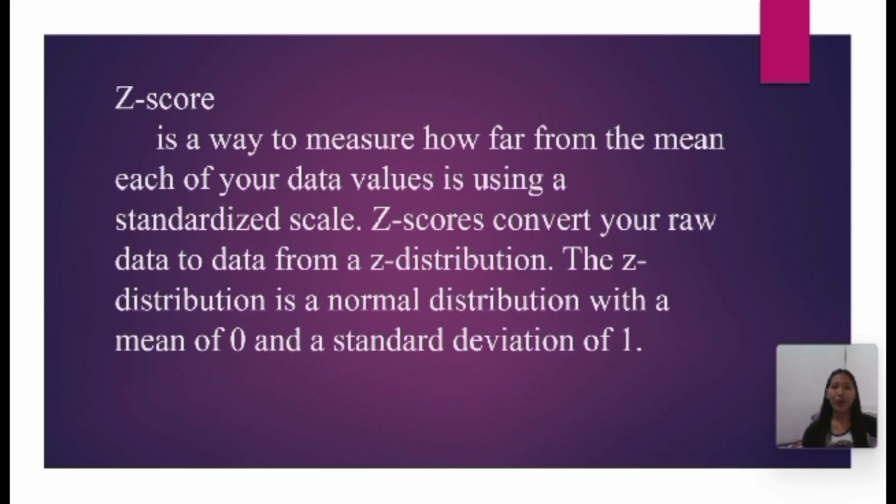A z-score is a way to measure how far from the mean each of your data values is using a standardized scale. For example, a student scores 85 on a test where the average is 80 and the standard deviation is 5. Their z-score is 1, because 85 minus 80 equals 5, then divide by 5 equals 1. So a positive z-score means they scored above the average.